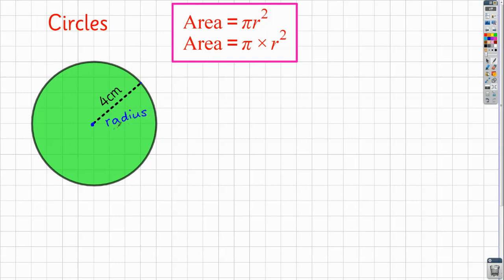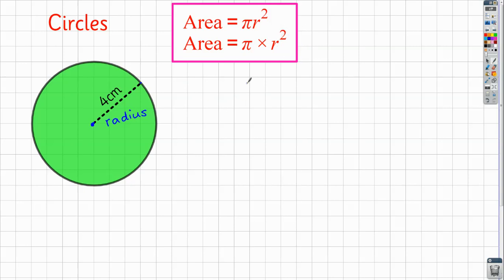Okay, and now we need that measurement to find the area of a circle. Now you're not going to be given this formula, you're going to have to learn it. And the area of a circle is pi, talk about that later, multiplied by the radius squared. And squared means multiplied by itself.